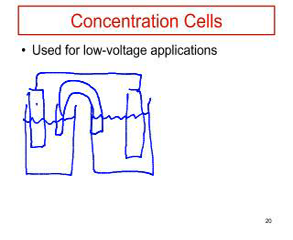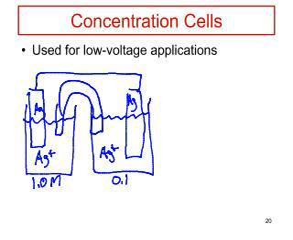So we said that each of these electrodes is going to be a silver electrode, and that each of the solutions is going to contain silver ions. We said the only difference between these two halves of the cell is that the concentration of silver ions on this side is 1 molar, and the concentration over here is 0.1 molar. There's a lower concentration of silver ions here on the right-hand side.